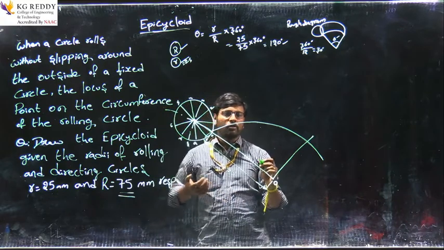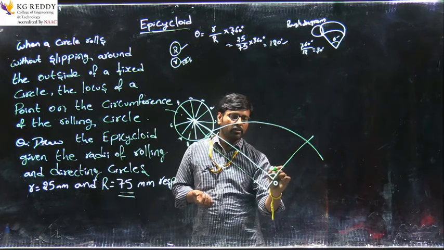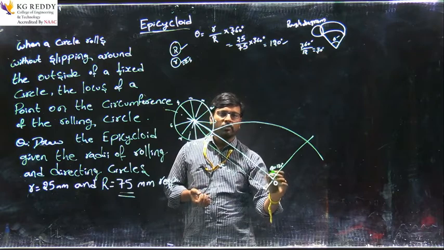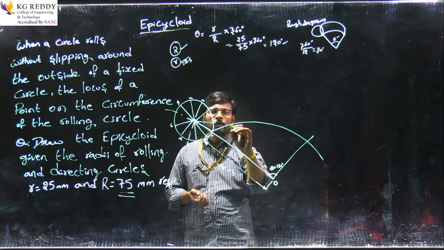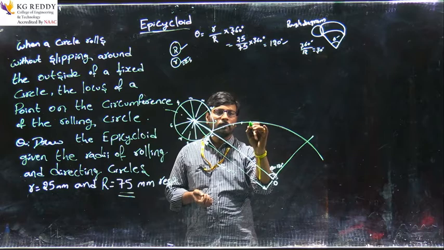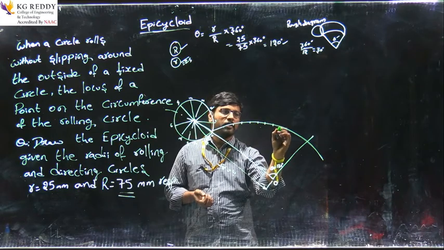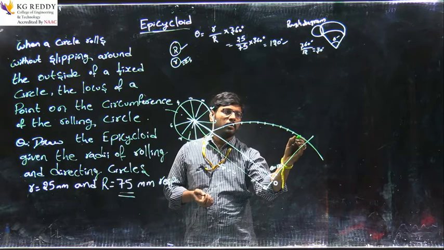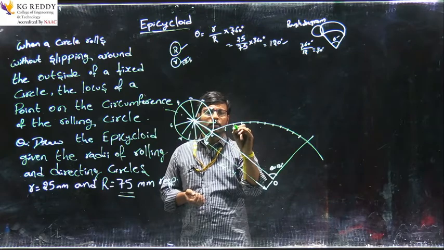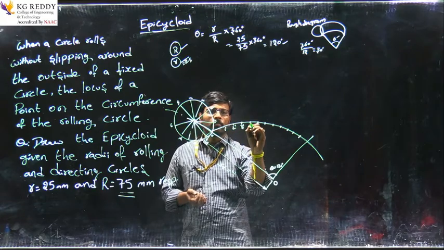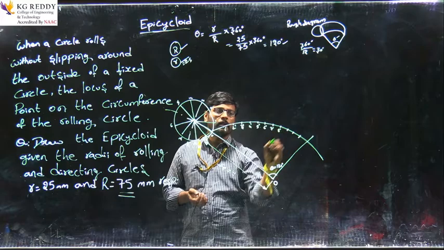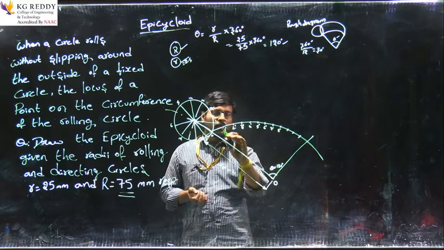Then we divide the angle theta, which is 120 degrees, into 12 parts. Each part gets 10 degrees. So 1, 2, 3, 4, 5, 6, 7, 8, 10, 11, and this is the 12th one. I am taking the numbers 1 dash, 2 dash, 3 dash, 4 dash, 5 dash, 6, 7, 8. You can join this 0, 1, no problem.